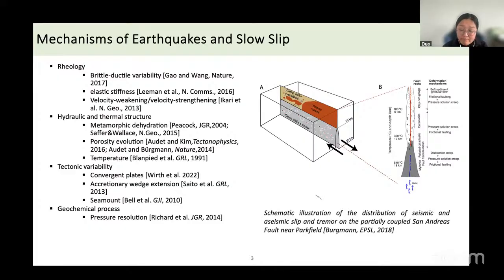So in order to have a better understanding of the nucleation and the growth of earthquakes, we need a theoretical model to explain all of this, and the contribution from all of these factors in the model.